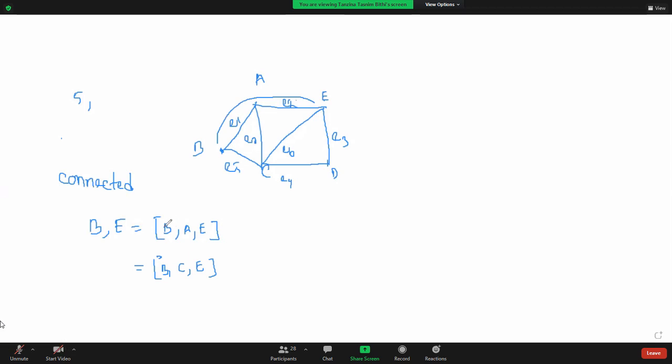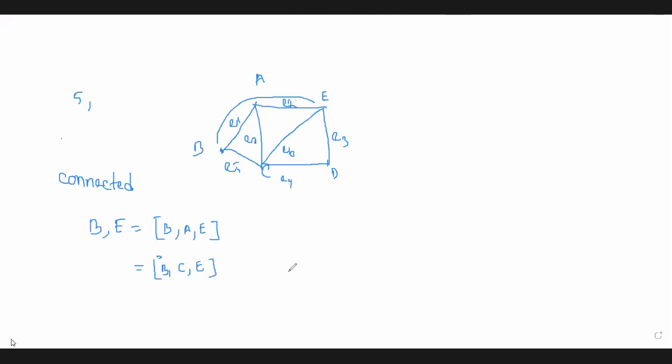From starting to one point, and this is our destination point, we didn't take any node twice. So this is a simple path. Okay. So now there is another type of path which is called cycle. What is cycle?